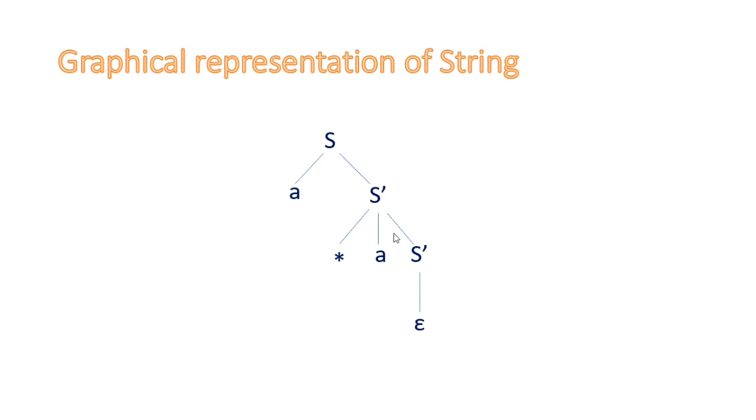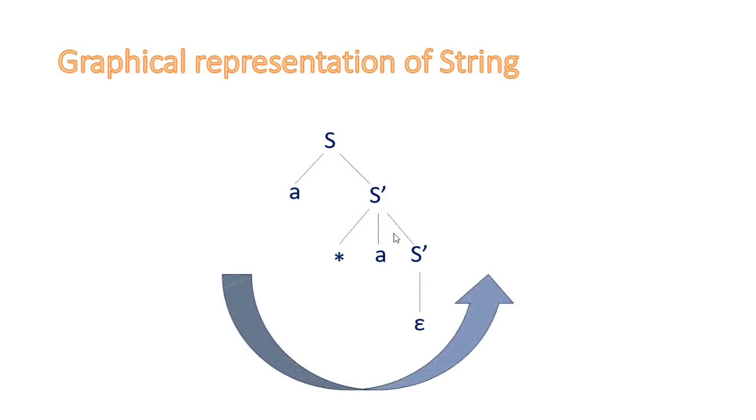When you read this tree from left to right, you can see we are only reading the terminals. When you read the terminals, you get a star a. So a star a is a valid string, and finally it should end with dollar, which is the end of the string. This is how a graphical representation of the string can be understood. This is a valid string, and obviously it has to be recognized by the code which we have already written in the previous slides.